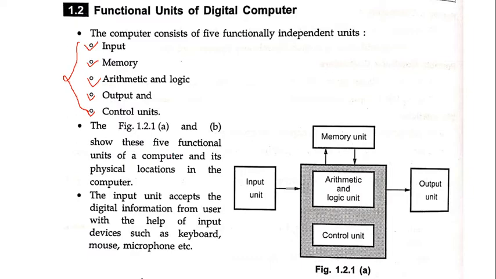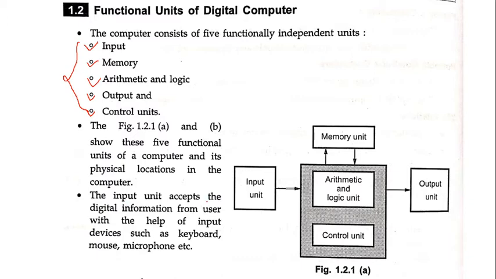Now, as we can see over here, the figure shows the five functional units of a computer and their physical location in the computer. The input unit is given over here. Then the signal we send from the input unit goes to the arithmetic and logic unit and the control unit, which are interlinked with the help of the memory unit. Data is stored in memory and also recalled from memory, and after the process is done, we get the output from the arithmetic and logic unit to the output unit.